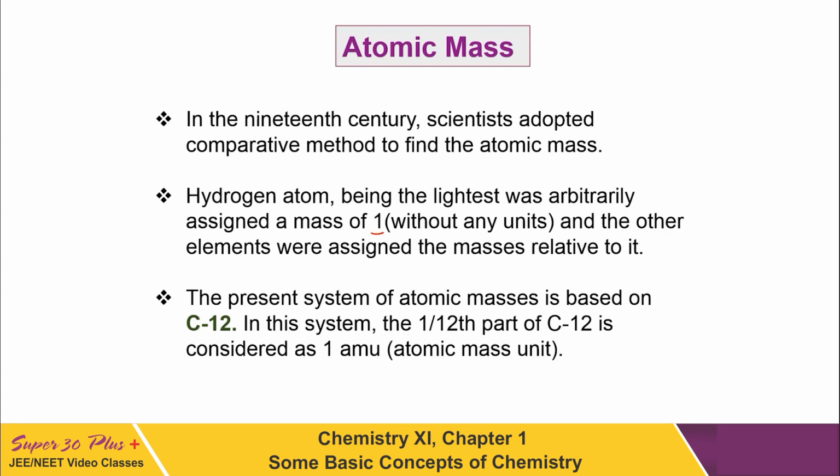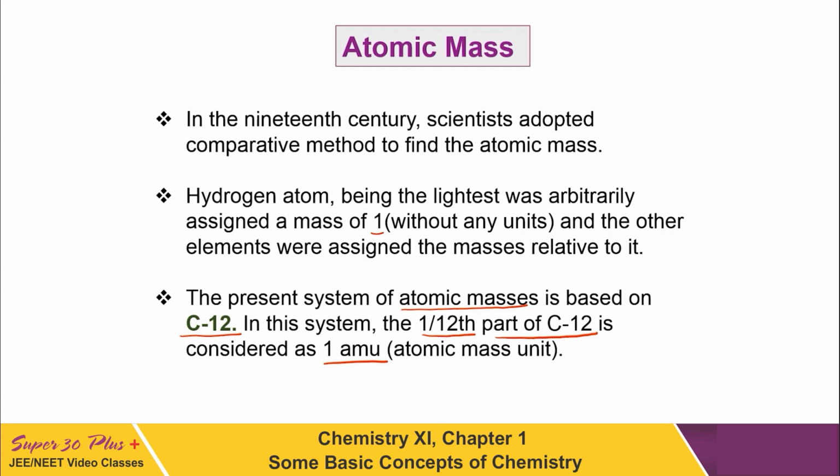In the present days, the system which we use for atomic mass is based upon carbon-12. Guys, you must know that carbon has two kinds of isotopes, carbon-12 and carbon-14. So the present system is based upon the atomic mass of carbon-12. The mass of carbon-12 is 12, and 1/12 of 12 is 1. So 1/12 of carbon-12 is considered as 1 AMU.